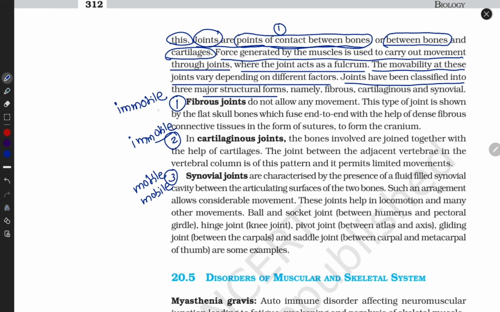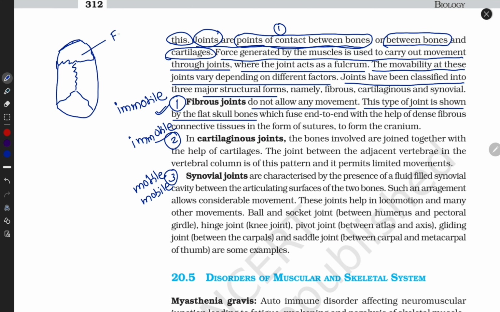Now next, let's start with fibrous joints. Fibrous joints do not allow any movement. Exactly, they do not allow the movement. This type of joint is shown by the flat skull bones. We know that our skull's bones have sutures. We previously discussed the skull part.